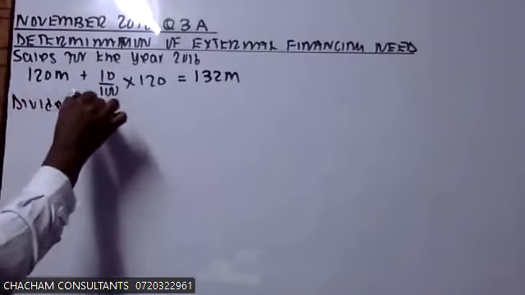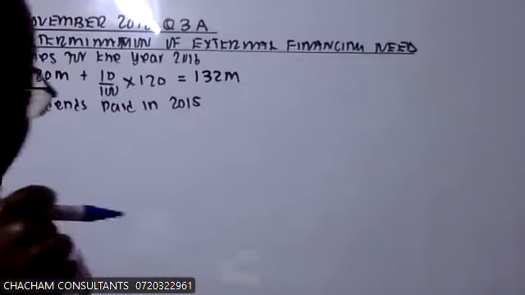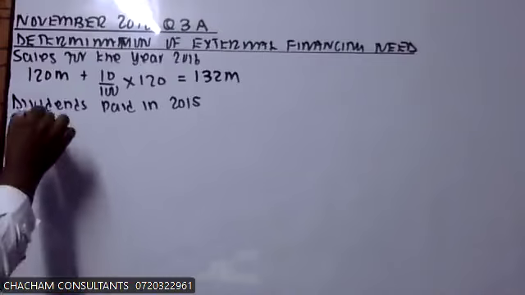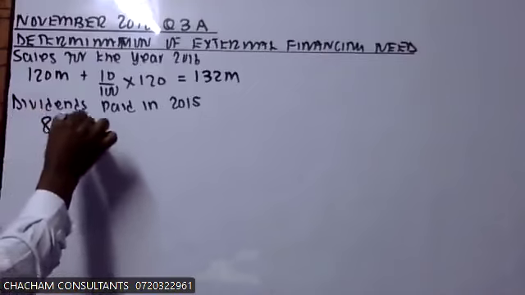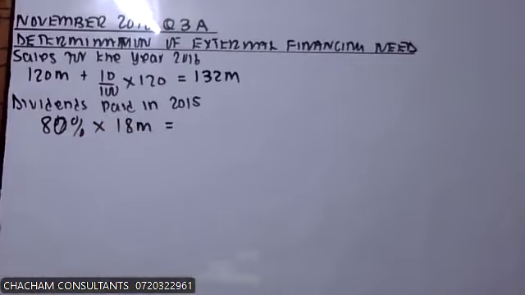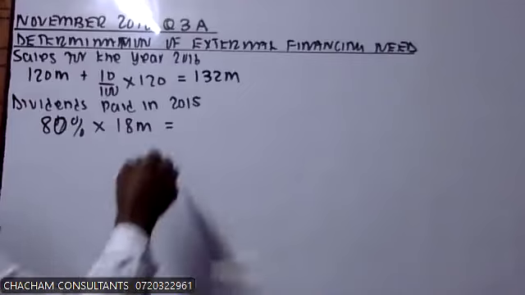Dividends paid in 2015. In 2015, it is 80% of 18 million, which is $14.4 million.